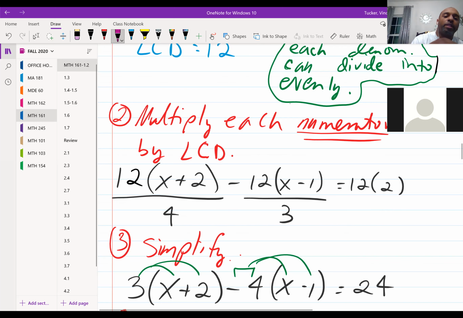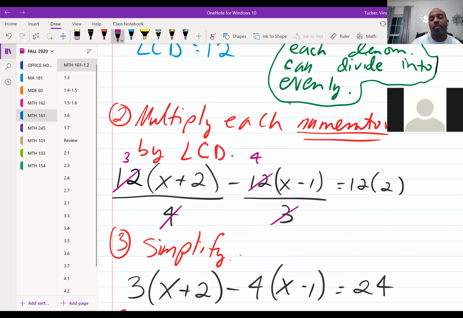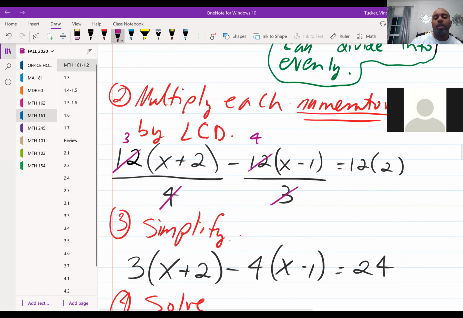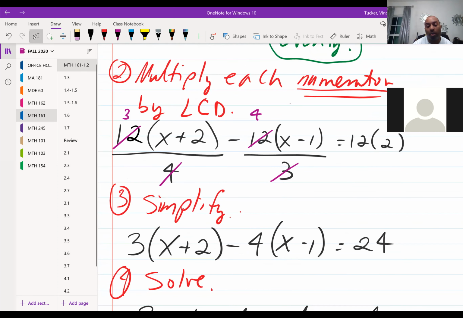All right, so now we want to simplify. So 4 divides into 12 and leaves you with 3. 3 divides into 12 and leaves you with 4. So now when we go to this next line of simplifying and then solving, we see we have 3 times x plus 2 minus 4 times x minus 1 equal to 24, to 12 times 2. And we don't have any fractions involved at all.